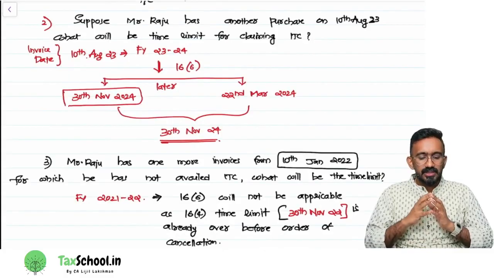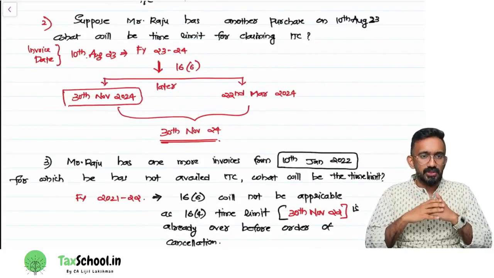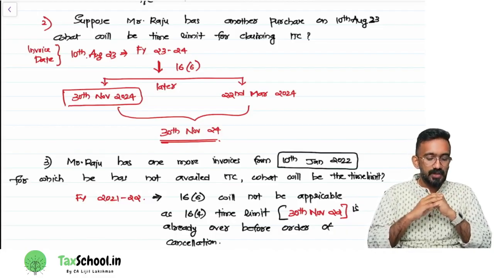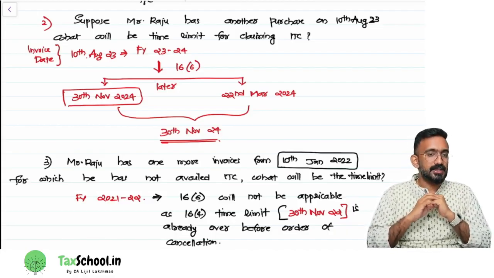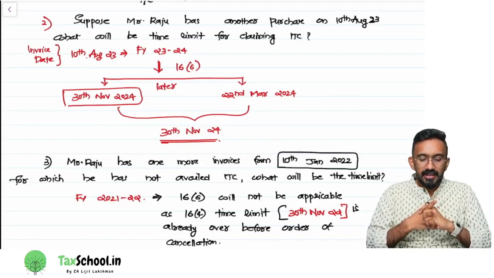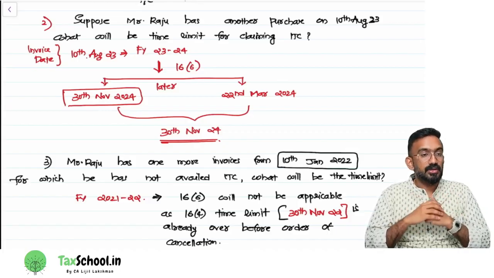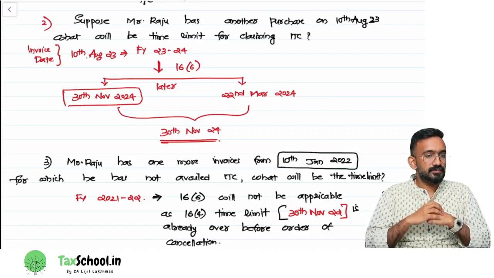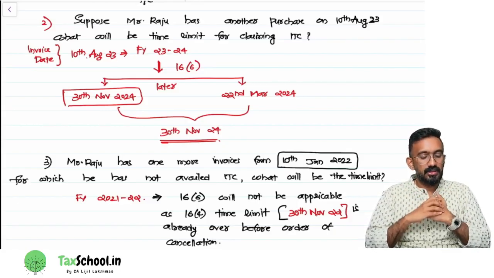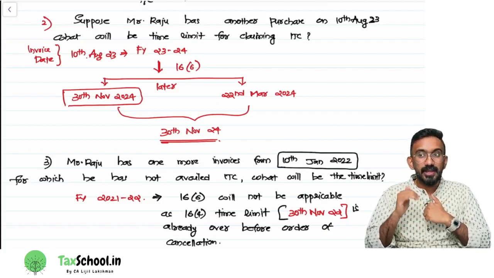Suppose Mr. Raju has, I'm adding a little more complication into this scenario. Suppose Mr. Raju has another purchase on 10th August 2023. What will be the time limit for claiming ITC? 10th August 2023 belongs to which financial year? 23-24. What is the time limit for that in normal cases? It is 30th of November 2024.